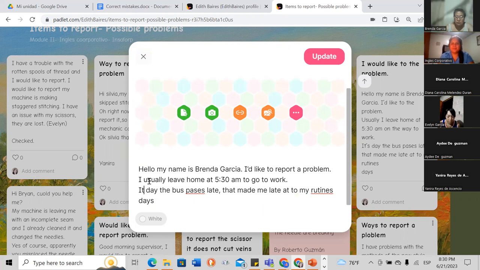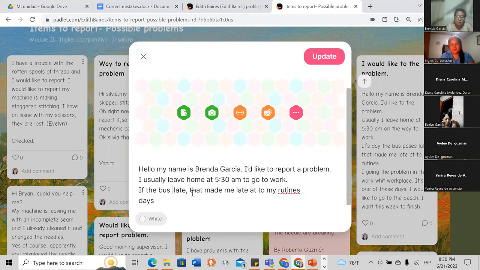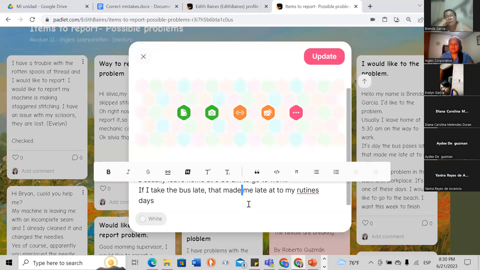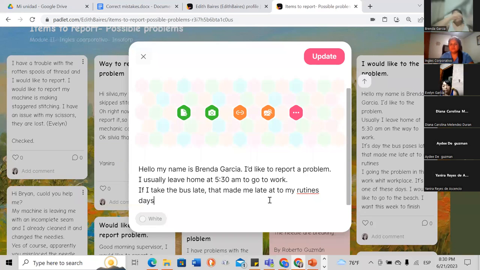Okay, if the bus, aquí sería, if, si el bus, if the bus, arrive, no, if I take the bus late, si tomo el bus tarde, that may be late. Tarde, o sea, el problema es que el bus pasó más tarde. Ajá. Okay. That may be late at my routine's days.